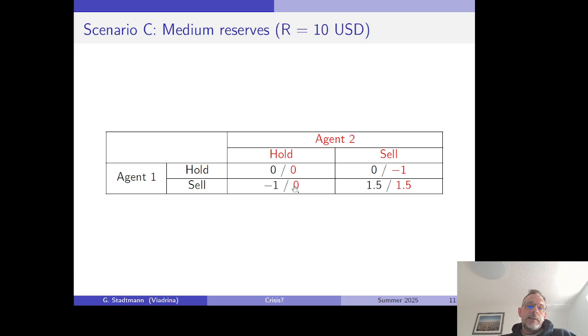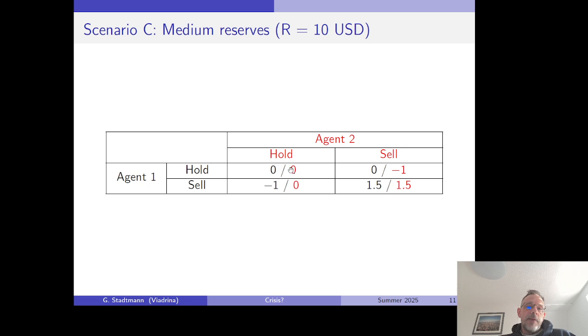We could, for example, ask, is this one here a Nash equilibrium? -1 and the 0, the left lower cell. Is it a Nash equilibrium? What if agent 2 plays hold? Is it the best response of agent 1 to play sell? Or is there an incentive to switch the strategy? There is an incentive to switch the strategy because then the payoff would increase from -1 to 0. Therefore, the left lower cell is not a Nash equilibrium, and also the right upper cell is not a Nash equilibrium.